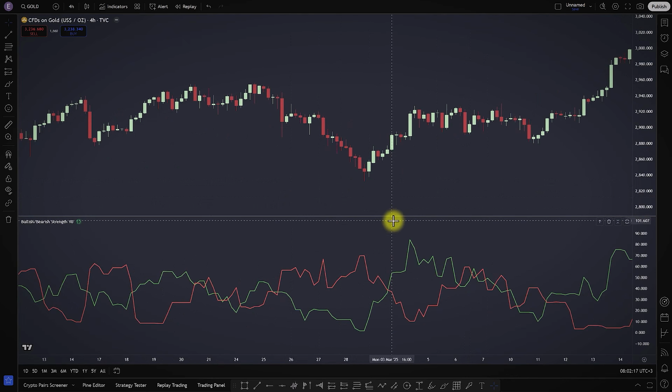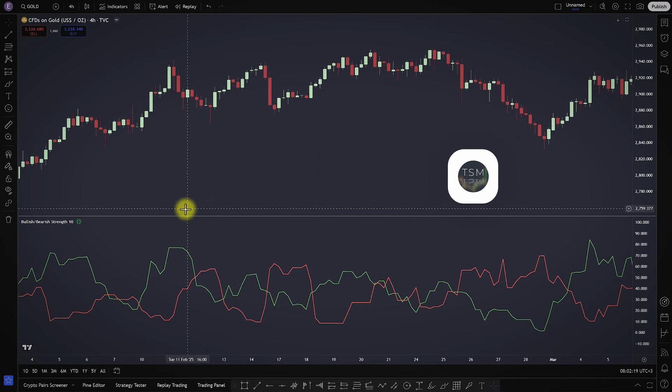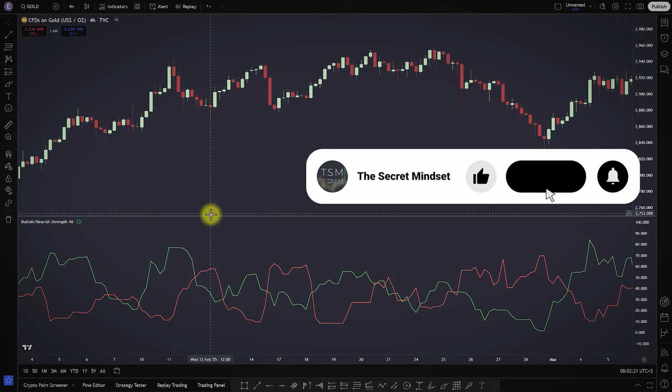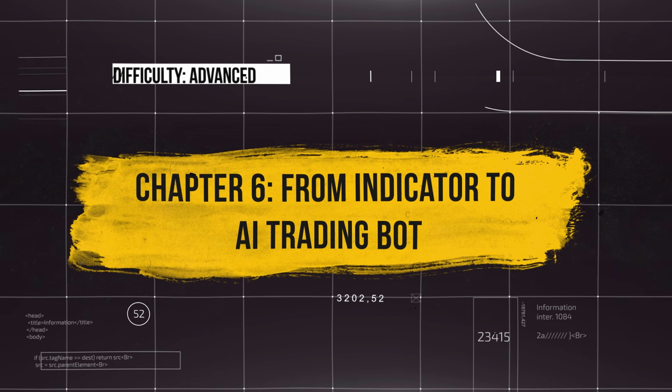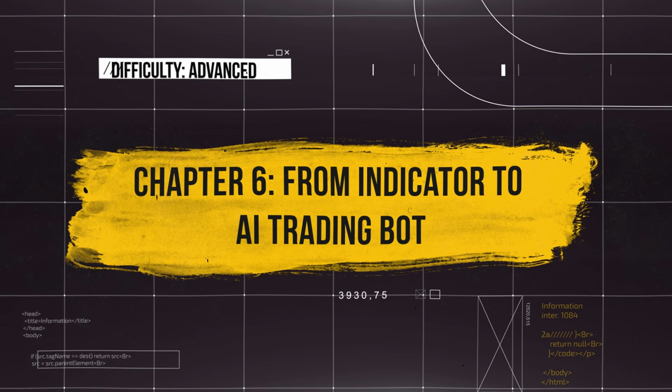By measuring the relative strength of buyers versus sellers over the last several candles, this little tool helps me read the momentum based on actual price action. Now let's create a trading strategy using the indicator we just built.